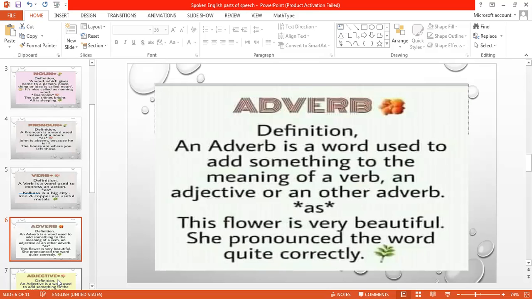So after verb, we come to adverb. You can see that the word itself signifies adverb. Adverb means adding meaning to the verb. And what is verb? Verb is an action. So when we add something to the action, it means we are adding an adverb. So it is a word that adds meaning to a verb.